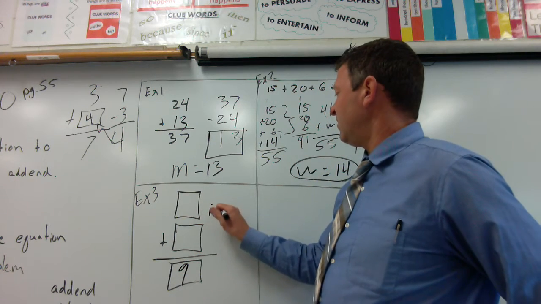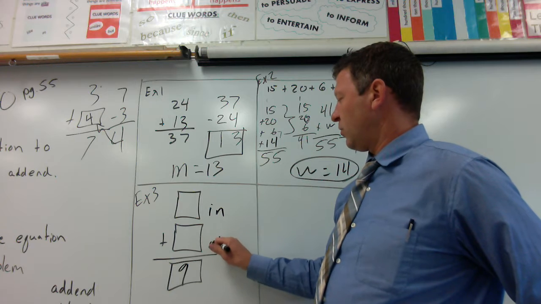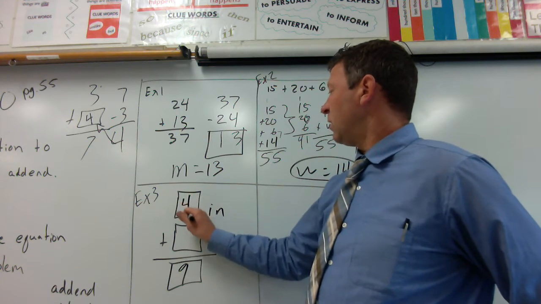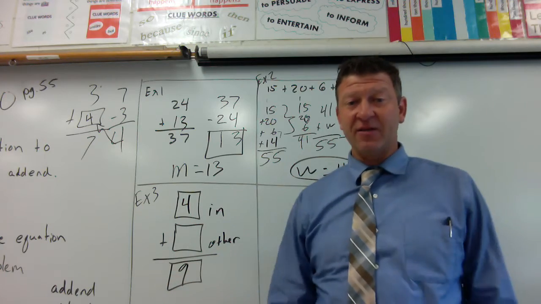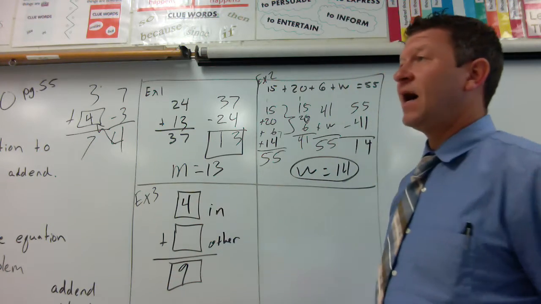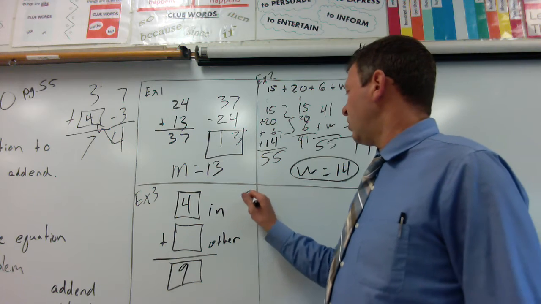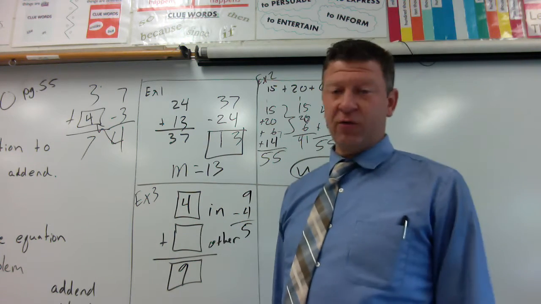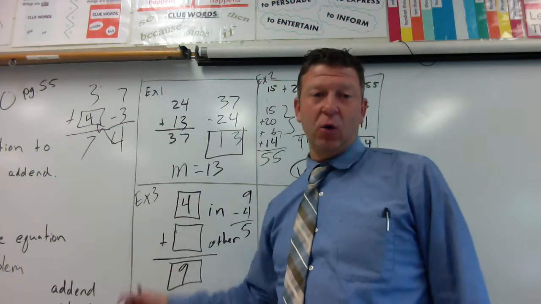Then we said we have some infielders and we have other players. And the infielders was 4. 4 plus the other players on the field equals 9. Missing add-in, we're going to flip it over. 9 minus 4 equals 5. So what we're really looking for is this equation.